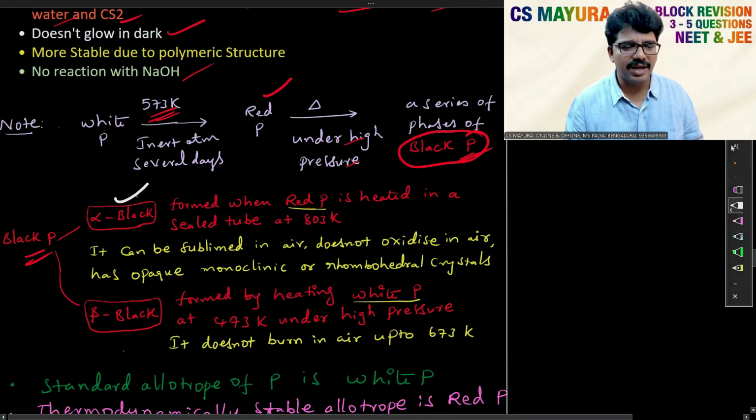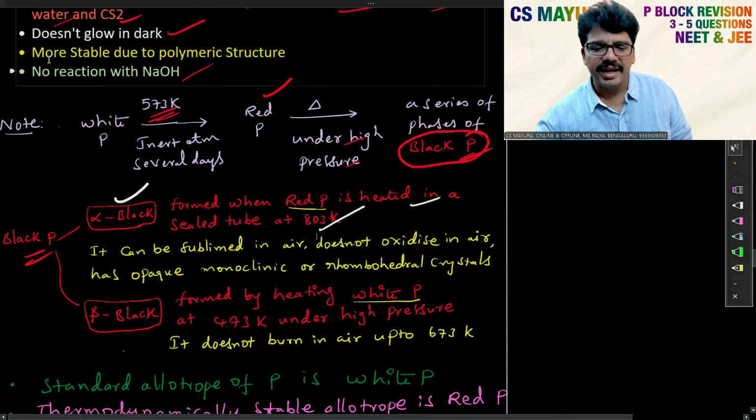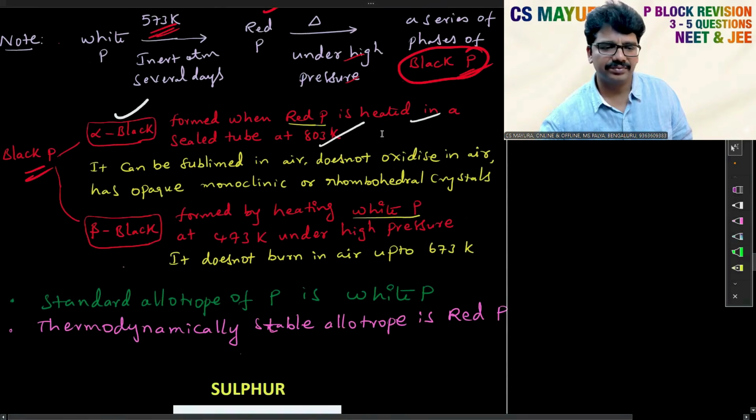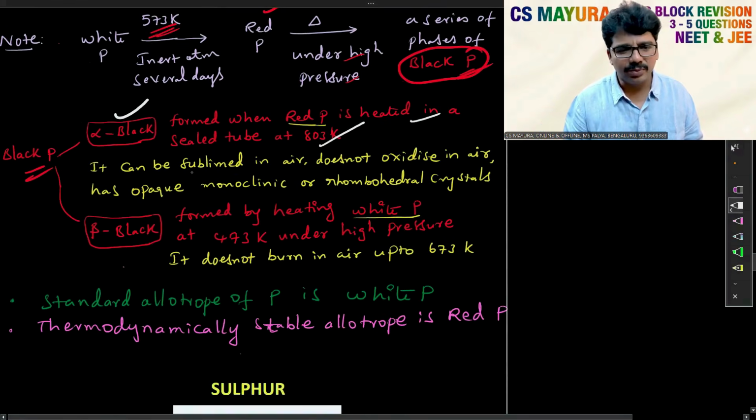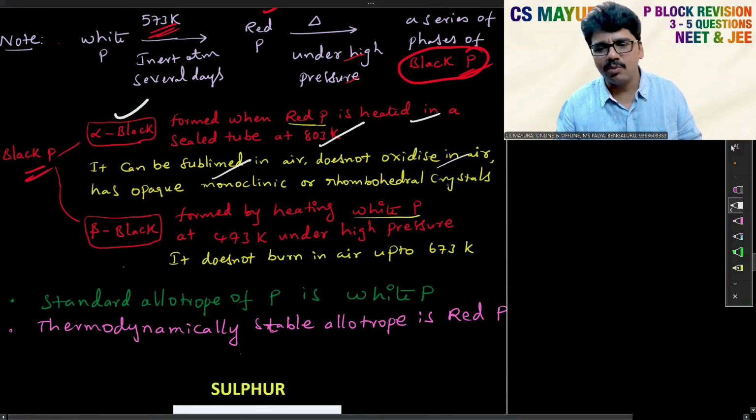So how is this alpha black formed? Alpha black phosphorus is formed when red phosphorus is heated in a sealed tube at 803 kelvins. This alpha phosphorus can be sublimed in air and does not oxidize in air. It has opaque and monoclinic rhombohedral crystals.